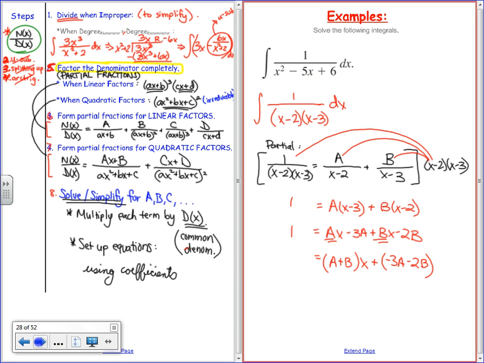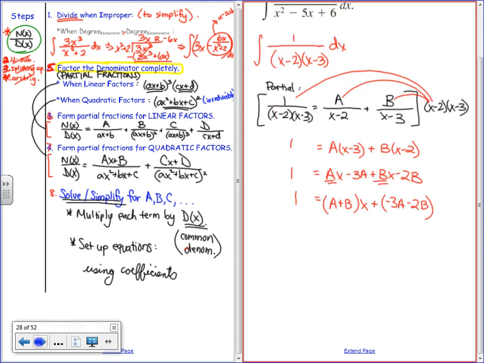What do I mean by set up coefficients? Well, guys, I have my x term and my constant term. And over here, here's my x term. Does that make sense? A plus B equals 0. And minus 3A minus 2B equals 1.